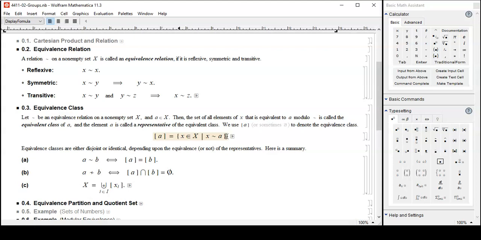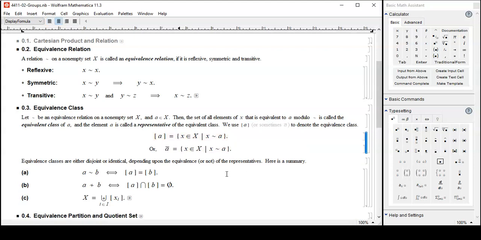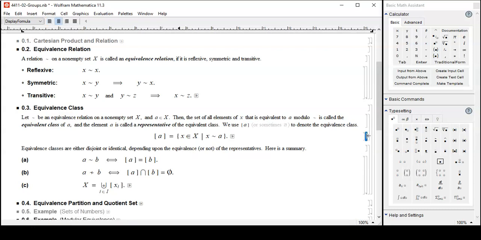Typically, we use this bracket notation to represent an equivalence class and representative, but sometimes we use a bar notation. This is typically the case when the starting set is the set of integers. In that case, we typically use bar, but not always. For now, let's go back to bracket notation. Let's stick to the general case here, at least for the time being.